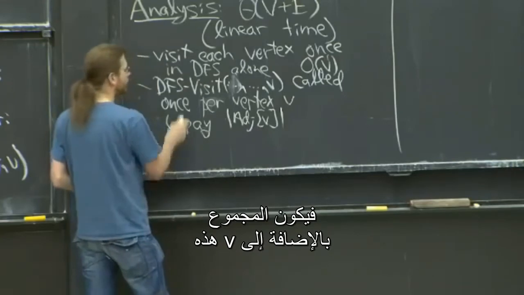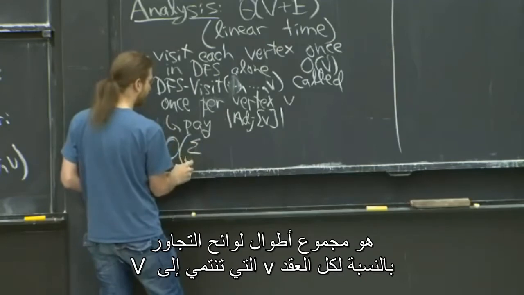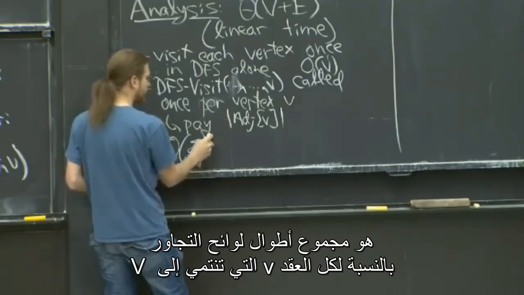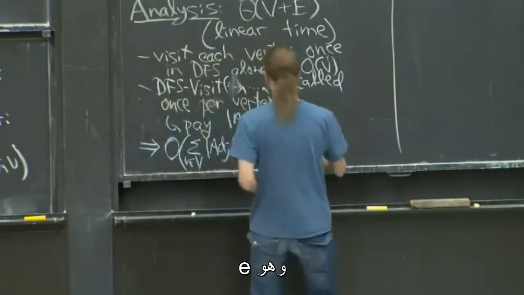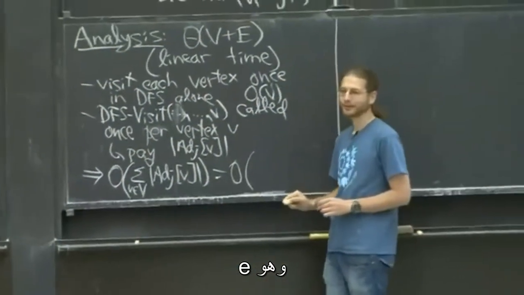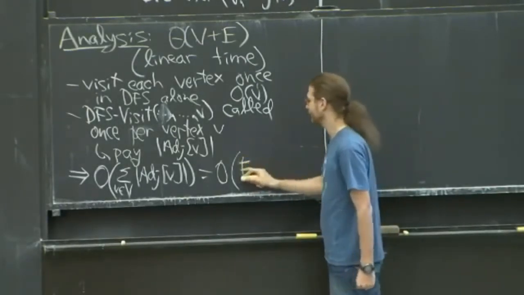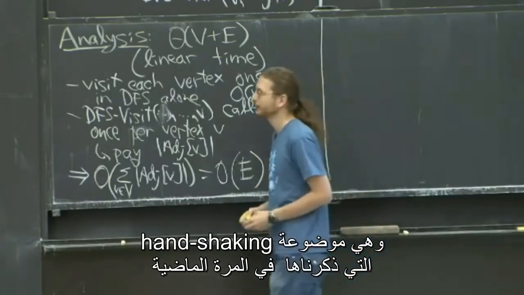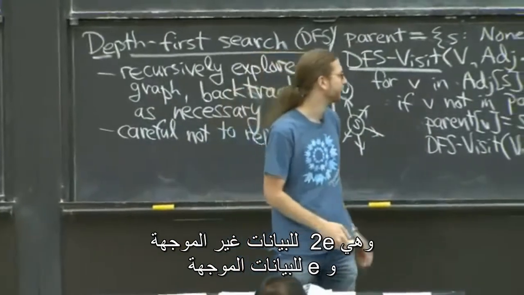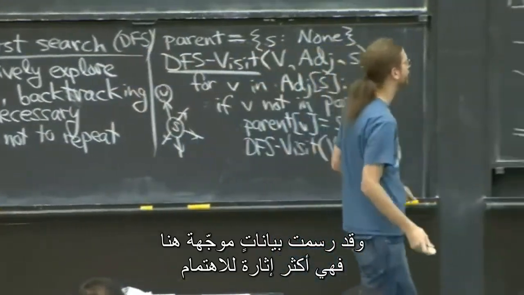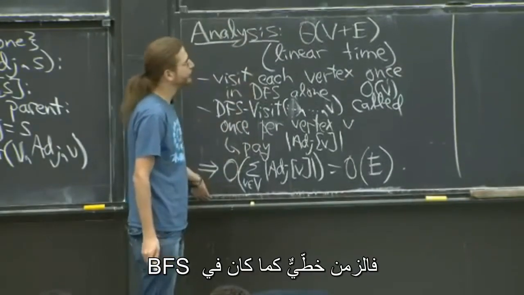So the total, in addition to this V, is going to be order sum over all vertices v in capital V of the length of the adjacency list for v, which is E. This is the handshaking lemma from last time. It's twice E for undirected graphs. It's E for directed graphs. I've drawn directed graphs here. It's a little more interesting. OK, so it's linear time, just like BFS.